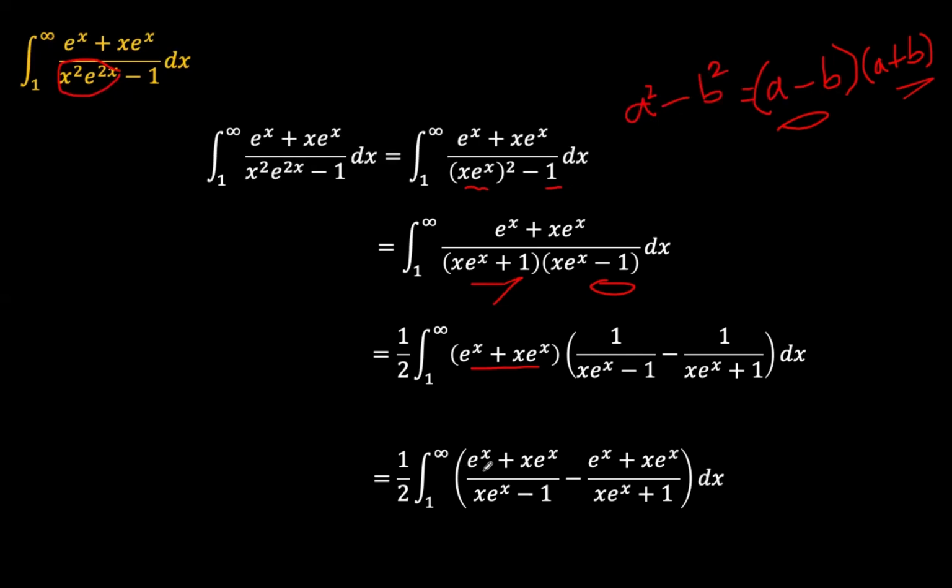Then, multiplying this numerator across, we have half times the integral from x equals 1 to x tending to infinity of e to the power x plus x times e to the power x over x times e to the power x minus 1, minus e to the power x plus x times e to the power x over x times e to the power x plus 1.